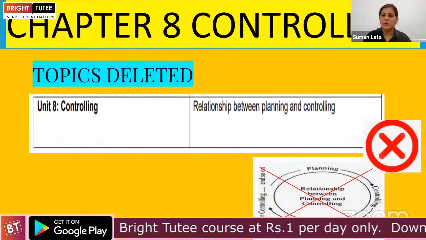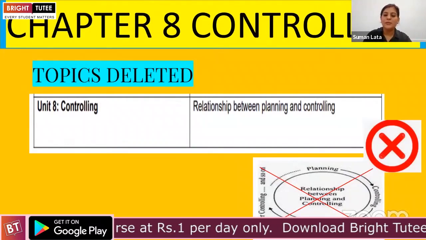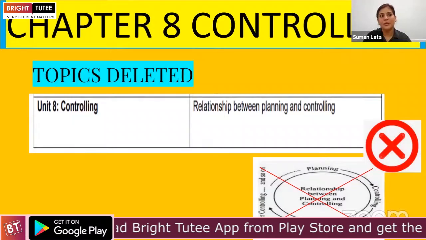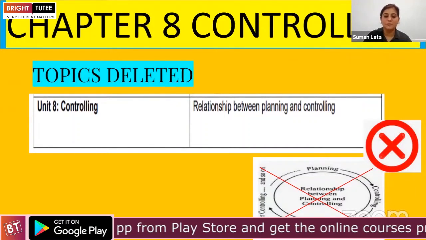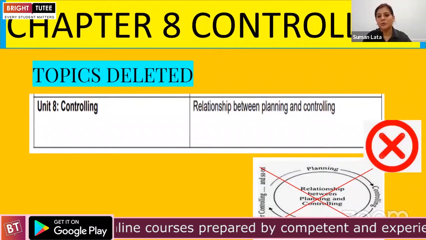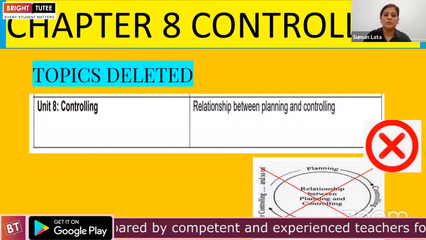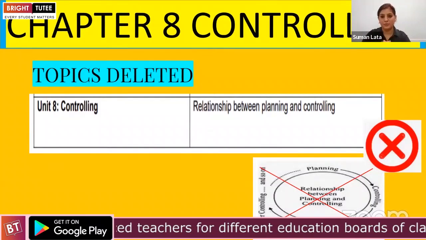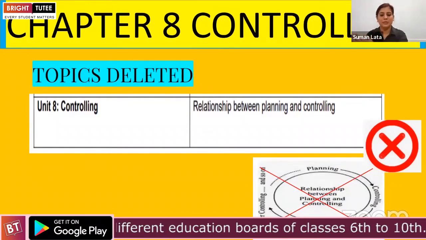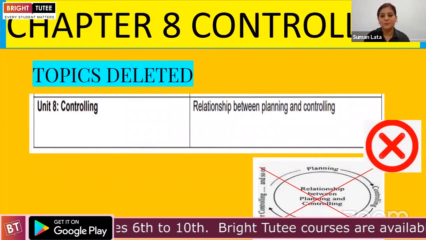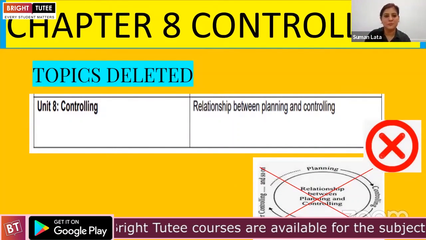Chapter 8, controlling: only one topic is deleted. Which one? Relationship between planning and controlling. Planning and controlling are the same, two different sides of the same coin, or planning is forward looking, controlling is backward looking. These types of questions are not in the syllabus. When we ask about planning, it is in the syllabus; controlling is in the syllabus; but both together are not. Their relationship is not in the syllabus.